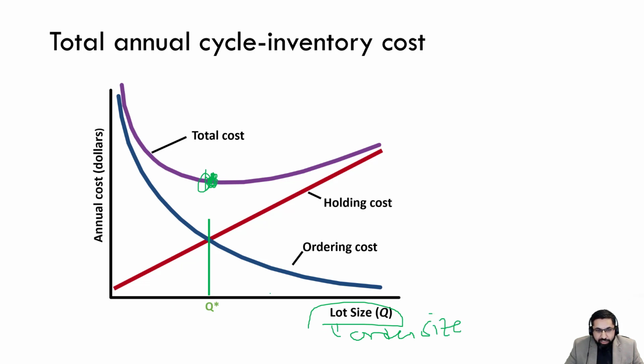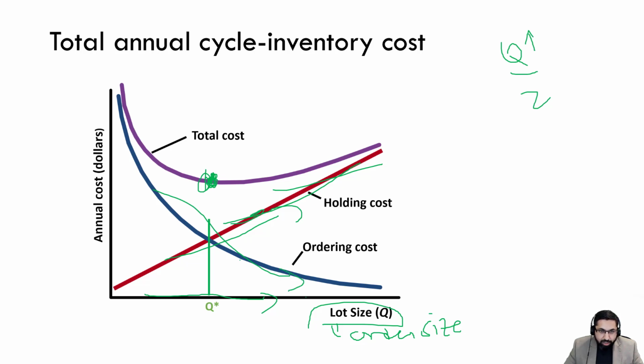as Q goes up, because your average inventory level is Q over 2, Q over 2 goes up, so your holding cost goes up. The bigger the Q you have, the more holding cost you have. The line in red grows. However, the bigger the Q you have, the fewer orders you place per year, because you can place a few large orders if your Q is large. So fewer orders means less ordering cost. So as Q goes up, ordering cost decreases.